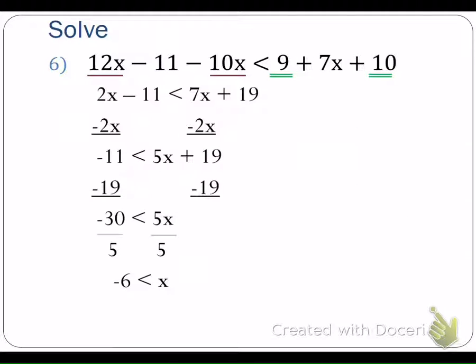Now, should I leave my answer like that? No. Which one is getting eaten by the alligator? The X. When you rewrite it, the X is still getting eaten by the alligator, okay? When you flip it, because you're multiplying or dividing by a negative, the alligator's flipping, he's not eating the same guy. But when you're just rewriting it, he is.